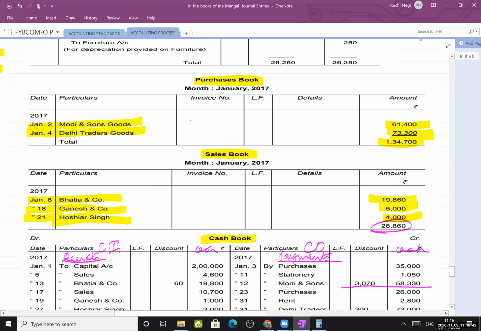I'm going to record only the sales related transactions. The details.